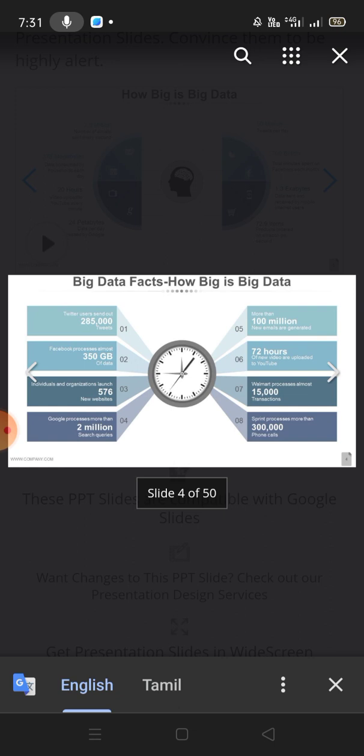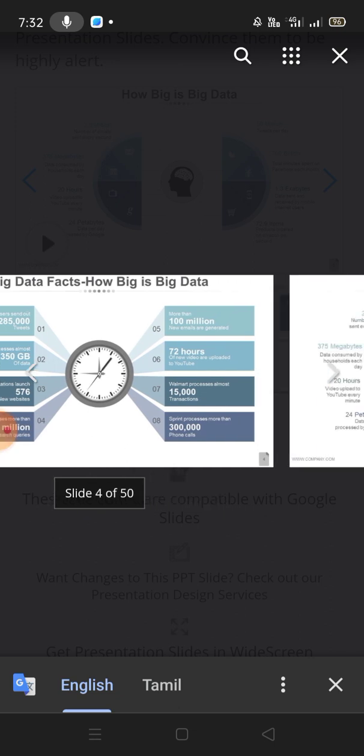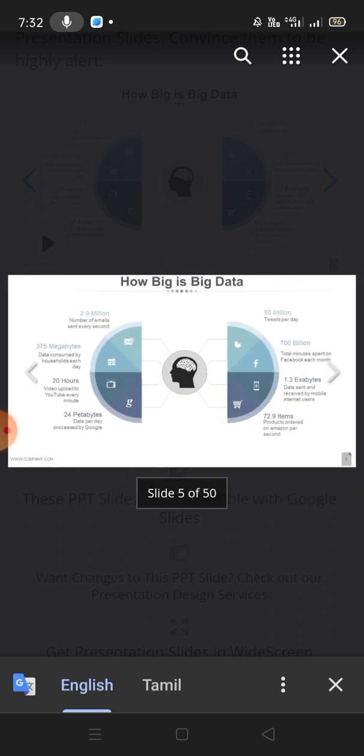Today's big data is tomorrow's normal data. Facebook, Twitter, and all the databases depend on big data. So that's why big data is really big. So these are the big data concepts.